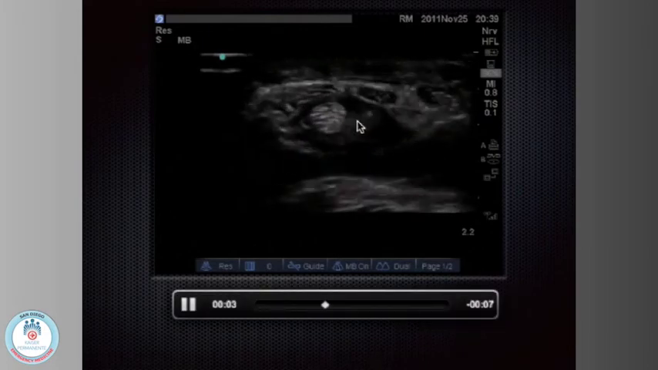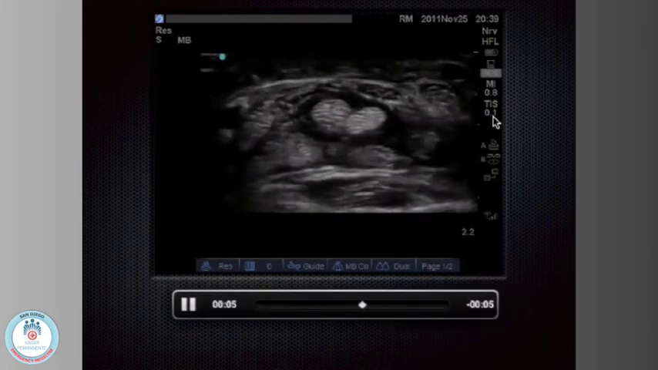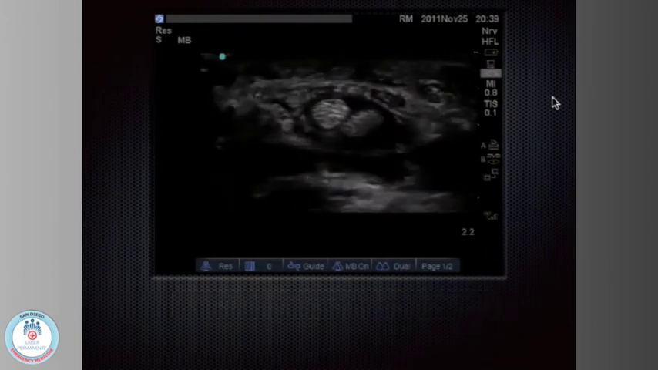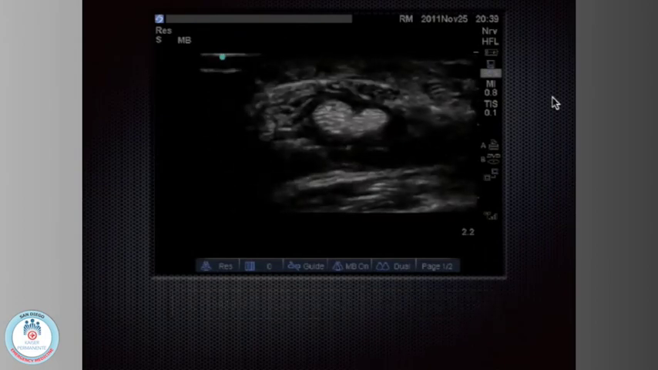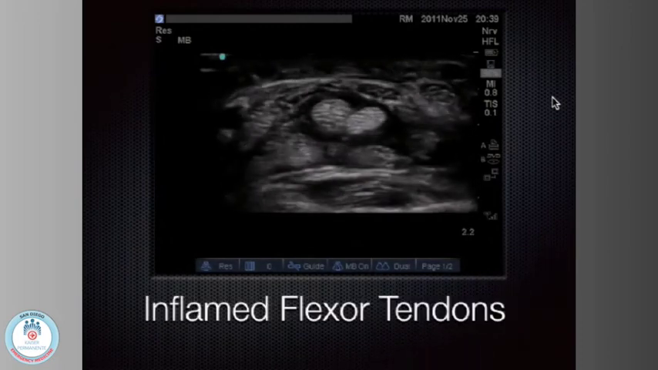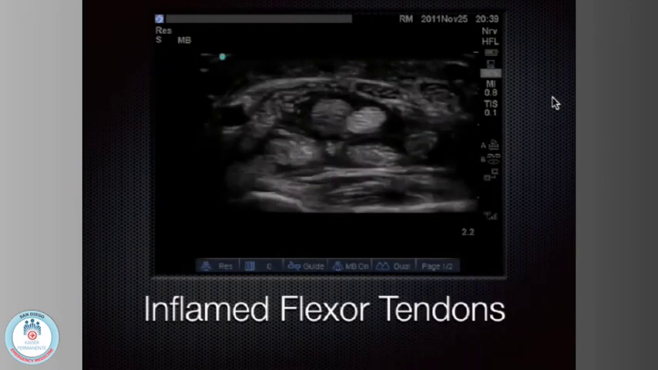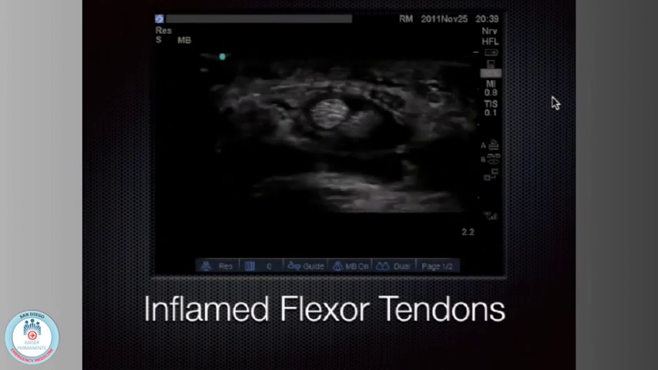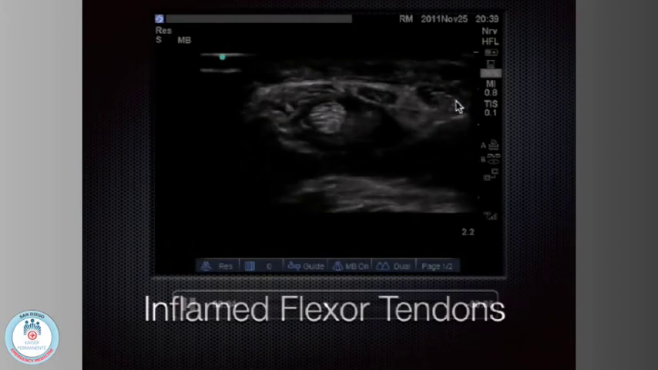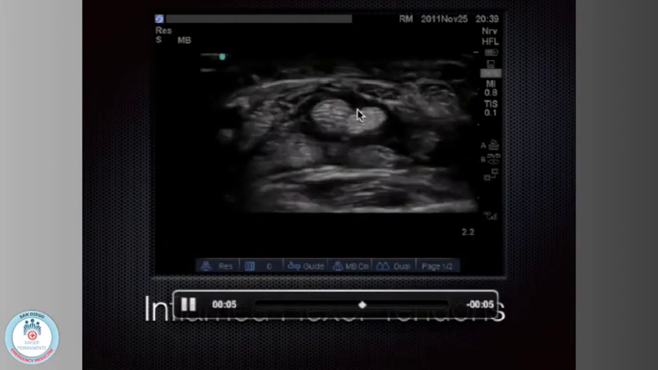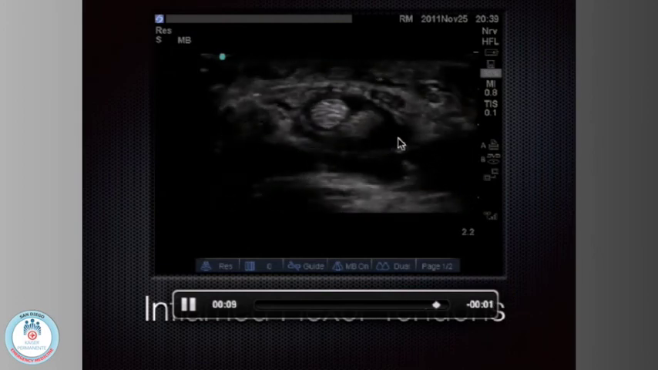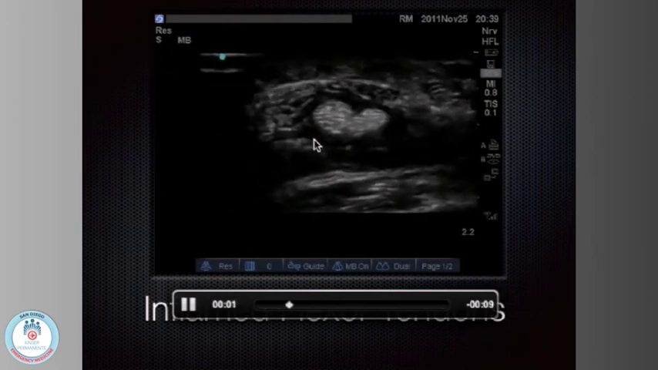Here's an example of somebody who has, what is going on here? Yes, tendinitis, right? Inflamed flexor tendons. You put that on the wrist and you'll see these. Not only are they really hyperechoic, but there's also all this edema surrounding them. See all this edema surrounding these flexor tendons here? That's not supposed to be there.